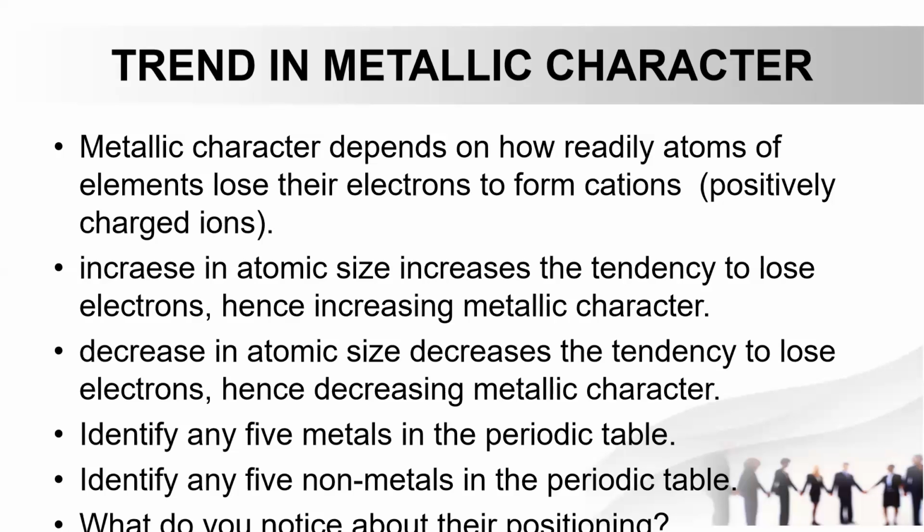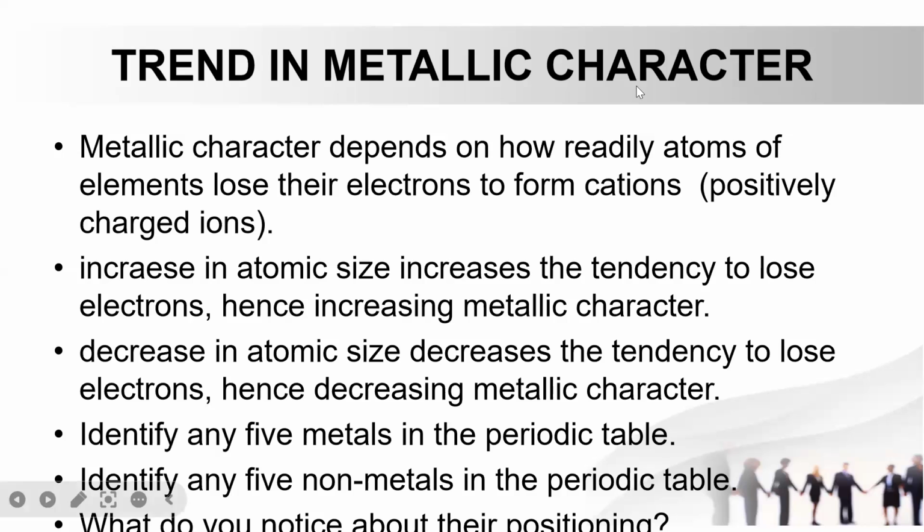You notice that metallic character depends on how readily these atoms of elements lose their electrons to form cations. If you remember the topic of periodic table in senior 2, your teachers looked at how we lose and gain electrons. And you notice that the metals basically lose electrons while the non-metals gain electrons. So when the metals lose electrons, they form positive charges, which are the cations.